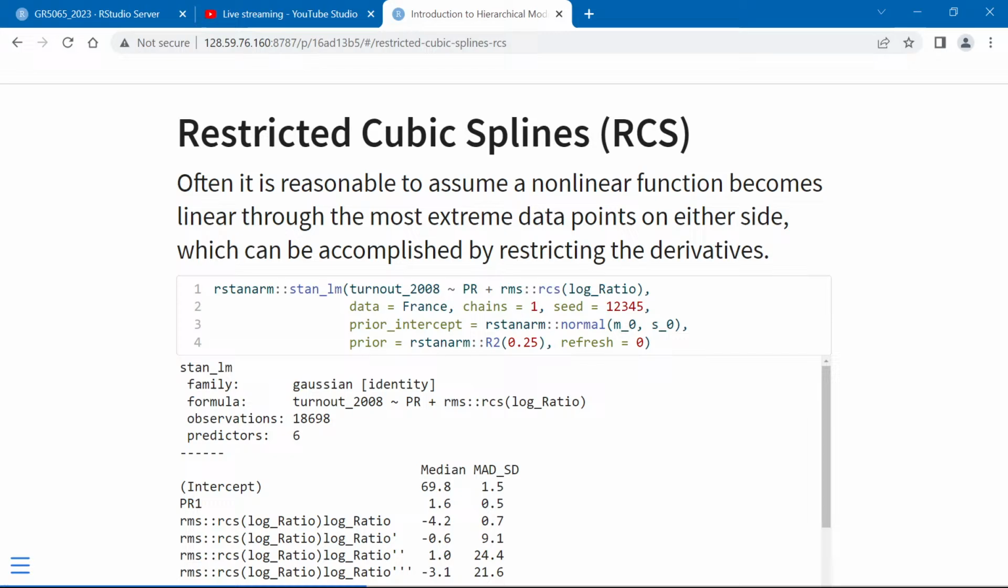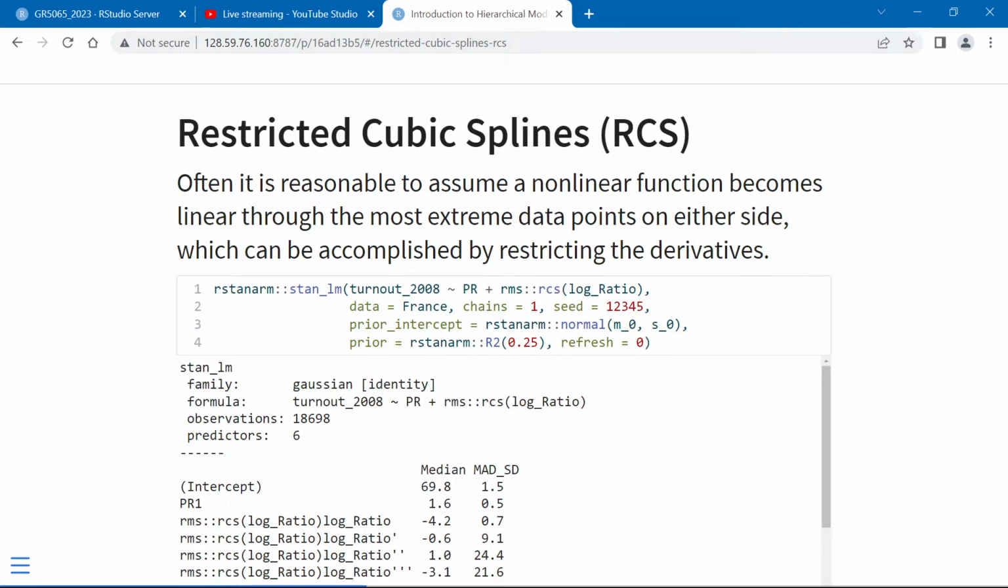Because it sort of tries to do too well at the extremes and isn't trying hard enough to do well in the middle where most of your data are. And so if you put some sort of restriction on the edges of the nonlinear function, then you often get a more reasonable model throughout.